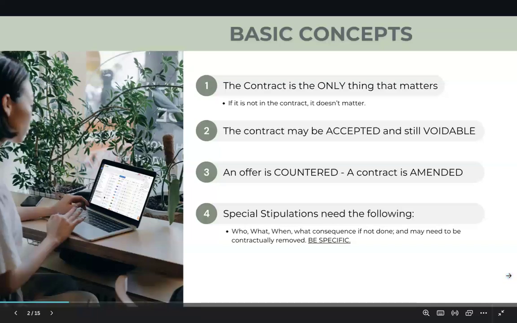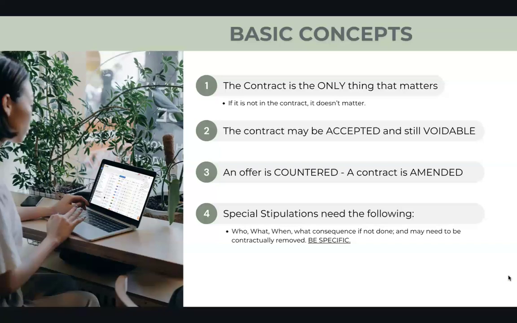So some basic concepts, just good to always keep in mind. The contract is the only thing that matters. So if it's not in the contract, it technically doesn't matter. The contract can be accepted and is still voidable. And an offer is countered, a contract is amended. Special stipulations will need the following: who, what consequences will happen if something's not done, and may need to be contractually removed. So you always want to be specific.